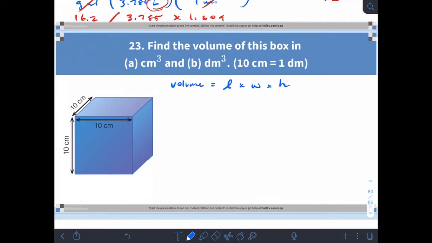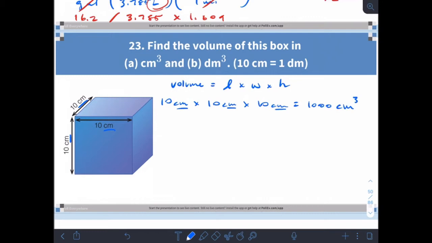Because we're given centimeters in each of these units. So for part A of this question, 10 centimeters times 10 centimeters times 10 centimeters, length times width times height, gives us 1,000 cubic centimeters. Nothing cancels out, so I have to put them together. I've got 3 centimeters in this problem, and they all multiply. So that's why I get centimeters cubed.